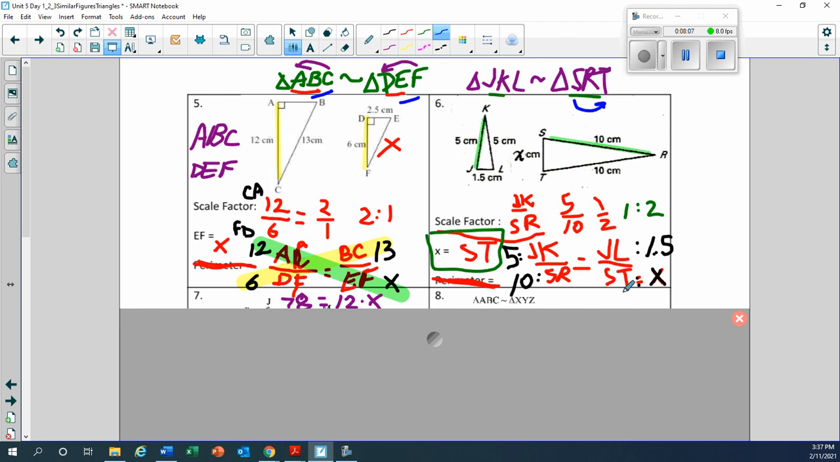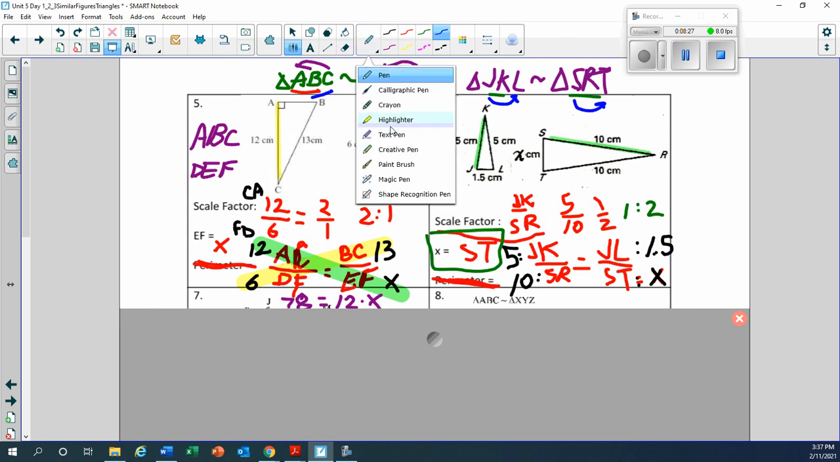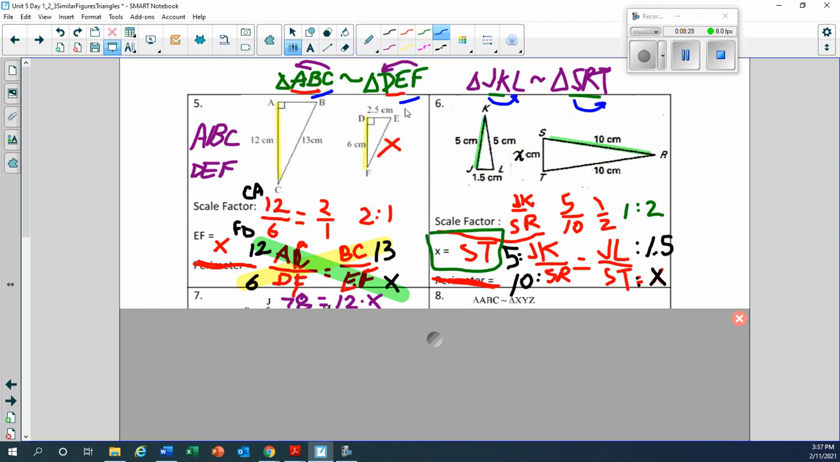So that's the bottom, but we have to keep it on the bottom because that's the second triangle. And then you see that from J to L is 1.5, because J to L is the corresponding side. So 1.5 is going to go on top. X is on the bottom. And then again, you're going to do your cross multiplication, your diagonal multiplication, as I like to call it.